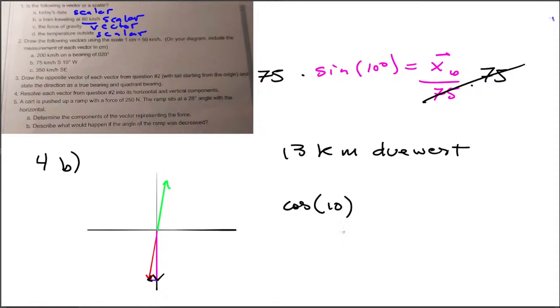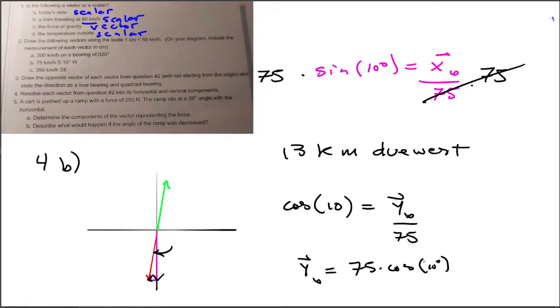Okay, so cosine of 10 degrees, that's the small angle here, is going to give the adjacent, which is the vector we're looking for. Let's call it the y of b, divided by the hypotenuse, which is actually the vector that they gave us, which is 75. Then we multiply on both sides by 75 to cancel, and we get the y vector of b is equal to 75 times the cosine of 10 degrees.